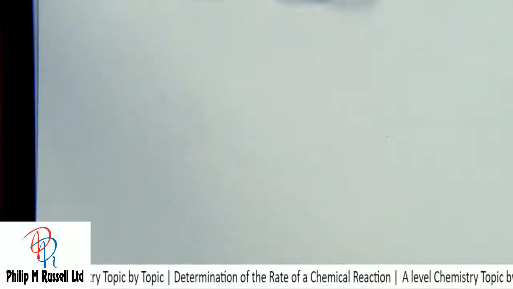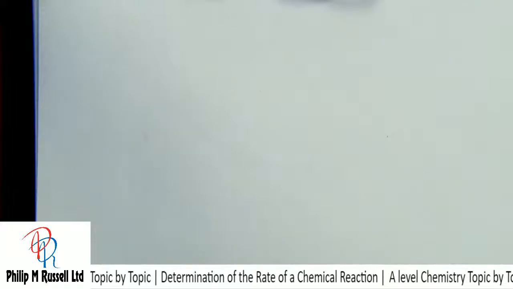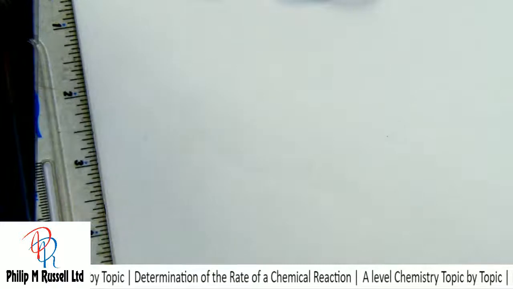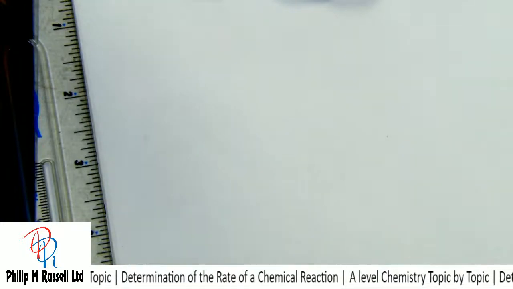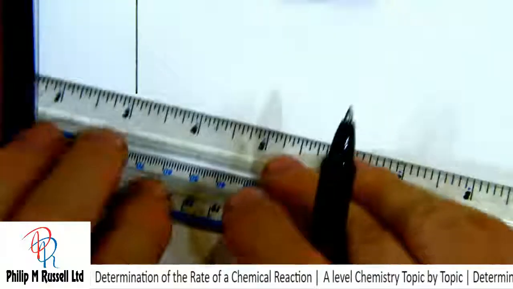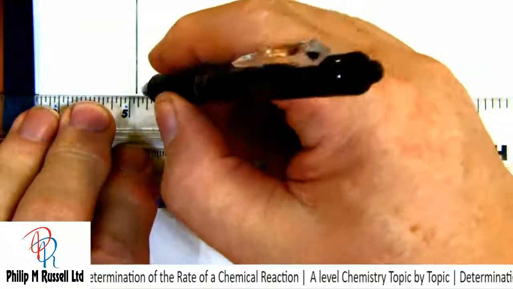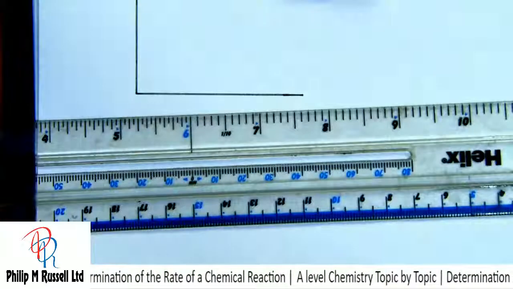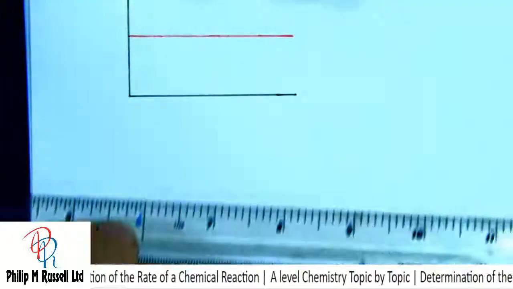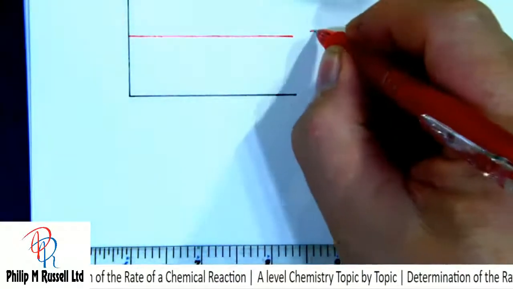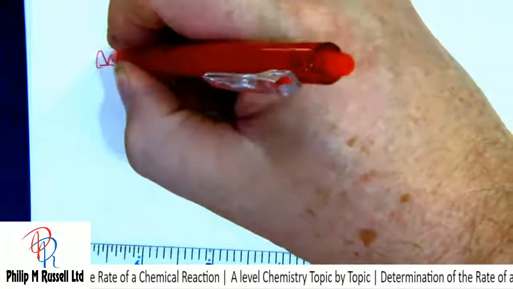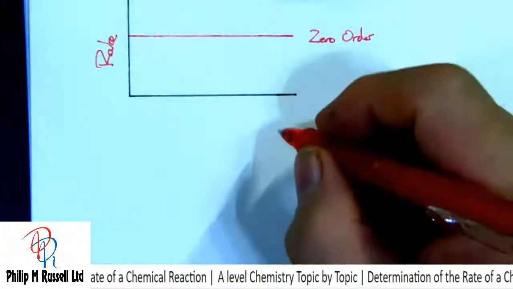So when we play around with these, what we should see is, if we've got a zero order reaction, and this is now playing with the logs of these, then I would expect a zero order to be like that. And we're plotting here the rate against concentration.